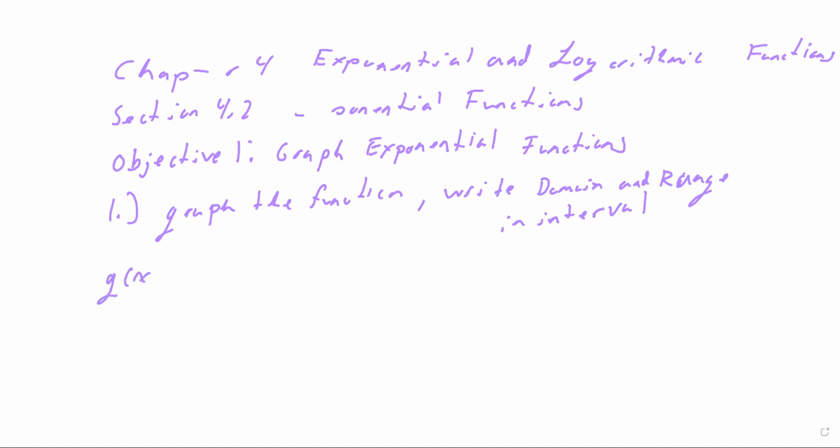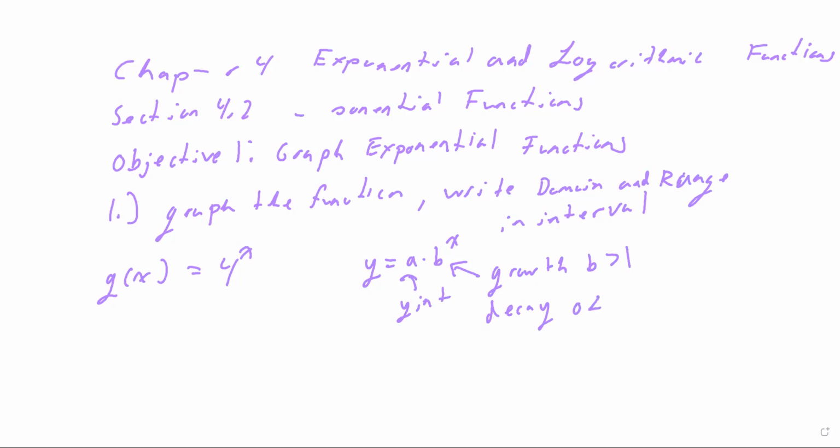We have g of x equals 4 to the power of x. So exponential functions are where the x is the exponent. A couple of reminders. Our parent function is y equals a times b to the power of x. A is your y-intercept, which is your starting value. B is your growth or decay of the function. If B is greater than 1, it will be a growth. If B is between 0 and 1, it will be a decay.